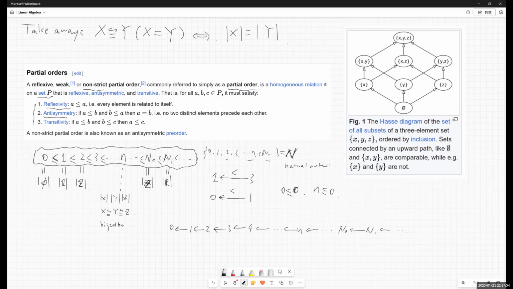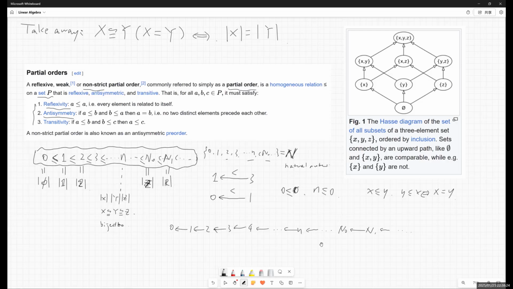Next, antisymmetry. If A is less than or equal to B and B is less than or equal to A, then A equals B. That is, no two distinct elements precede each other. So if we have X to Y, and Y to X, then we have X equals Y.